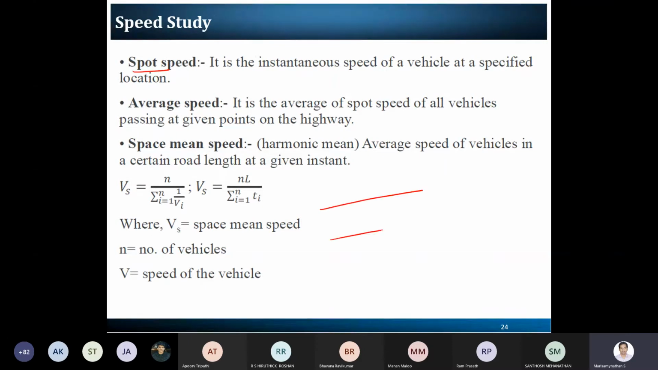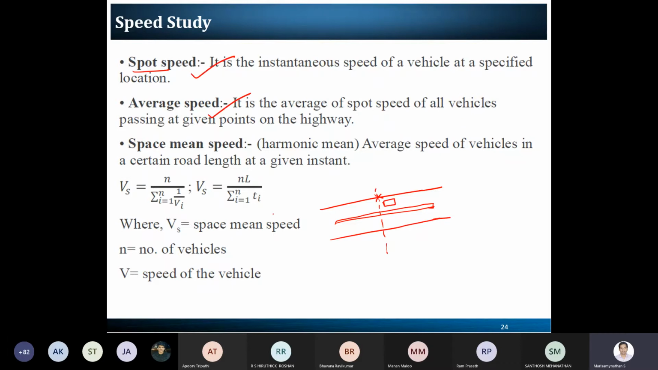Example, this is the corridor. Maybe you just assume it is in front of the main gate, after the bridge it is going on. One vehicle is passing at this particular point. What is the speed of the vehicle at this particular point? That can be defined as a spot speed. At this spot, what is the speed of the vehicle while passing the line? That is a spot speed.